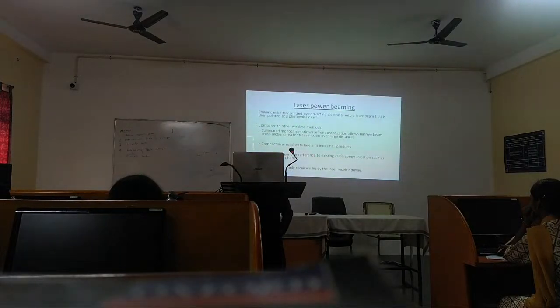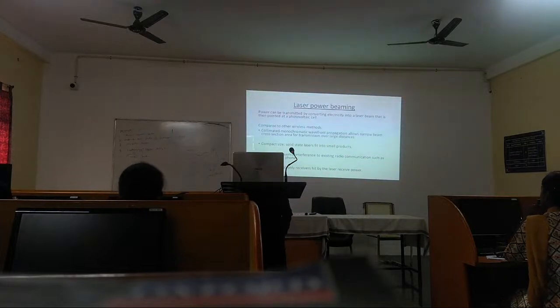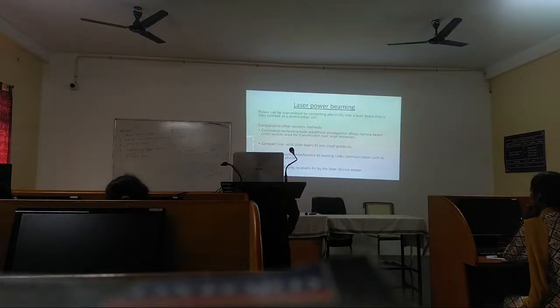Laser power beaming, again we discussed this. Power can be transmitted continuously by a laser beam that is then pointed at a photovoltaic cell. Compared to other wireless methods, collimated monochromatic wavefront propagation allows a narrow beam cross section and narrow beam detection, compact size compared to microwave, no radio frequency interference, and access control. Only receivers targeted by the laser receive power.